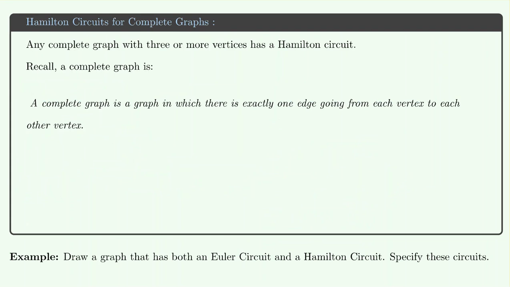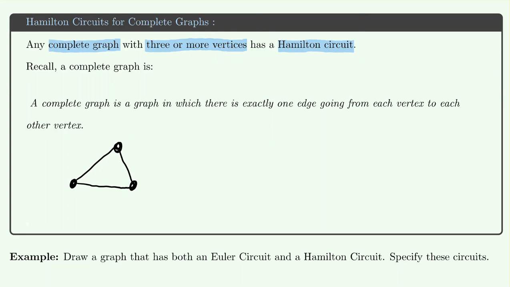There is a statement that any complete graph that has 3 or more vertices would have a Hamilton circuit. Now, to understand when this applies, we do need to remember the definition of a complete graph. A complete graph is a graph in which there is exactly one edge going from each vertex to every other vertex of the graph. And if we have to have 3 or more vertices, we might first look at the complete graph on 3 vertices. Every vertex has to have an edge between every other vertex. This is the complete graph on 3 vertices.